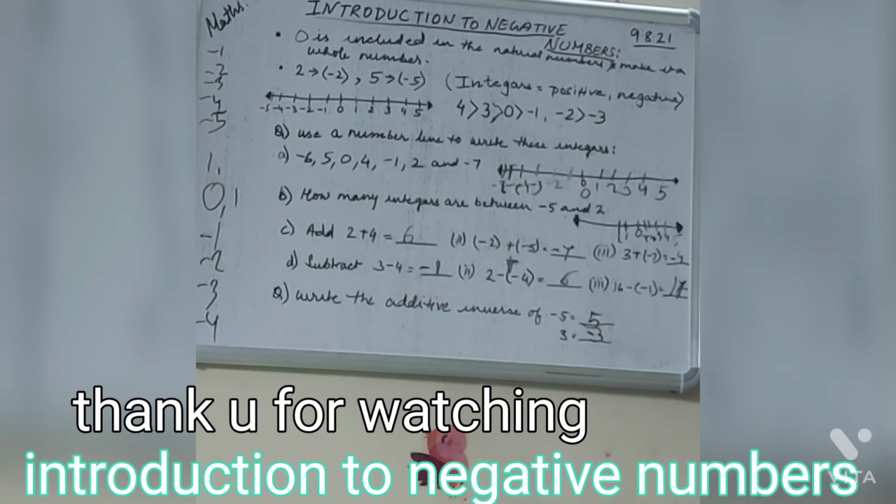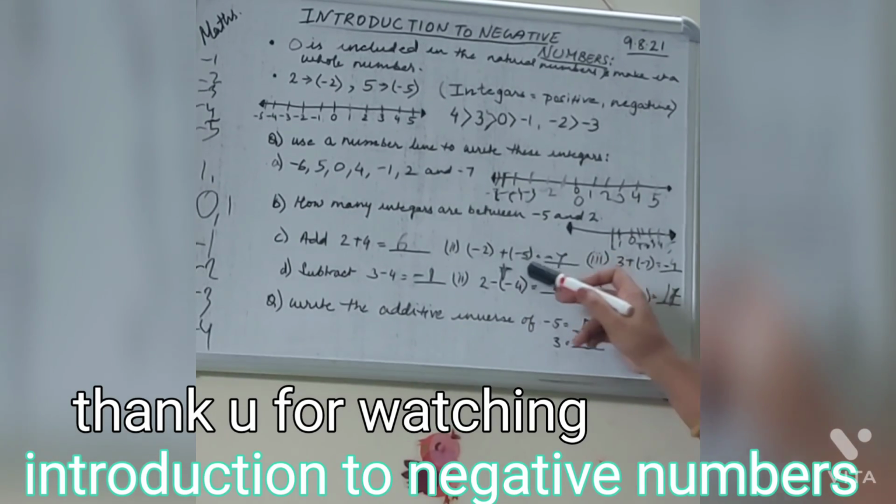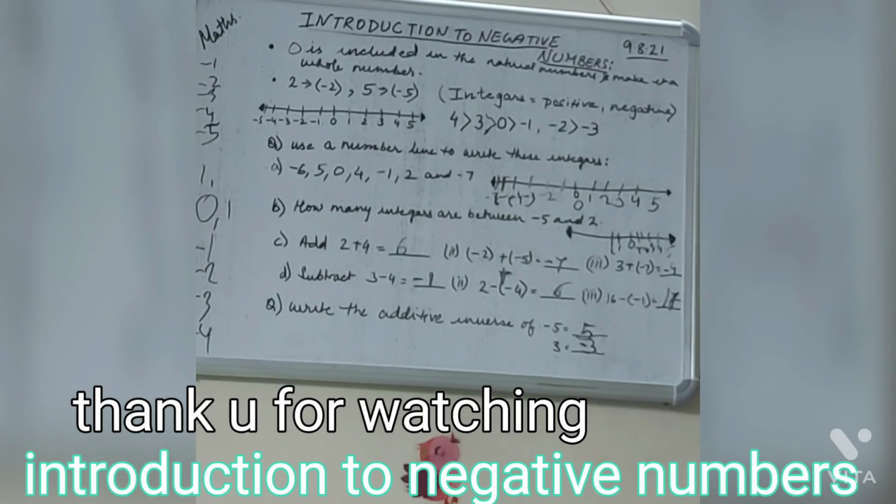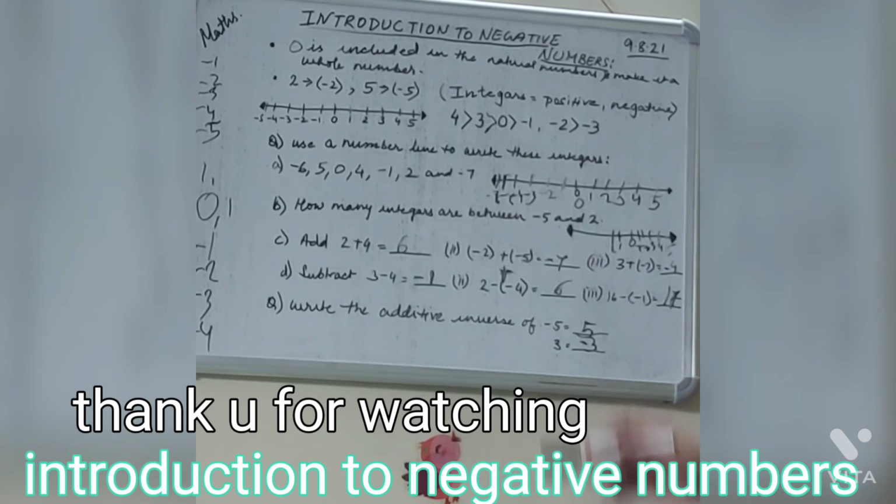I'll just recapitulate one thing. If the sign is different, then we subtract and we put the sign of the bigger number. But if the sign is the same, either plus plus or minus minus like this, then they are simply added.